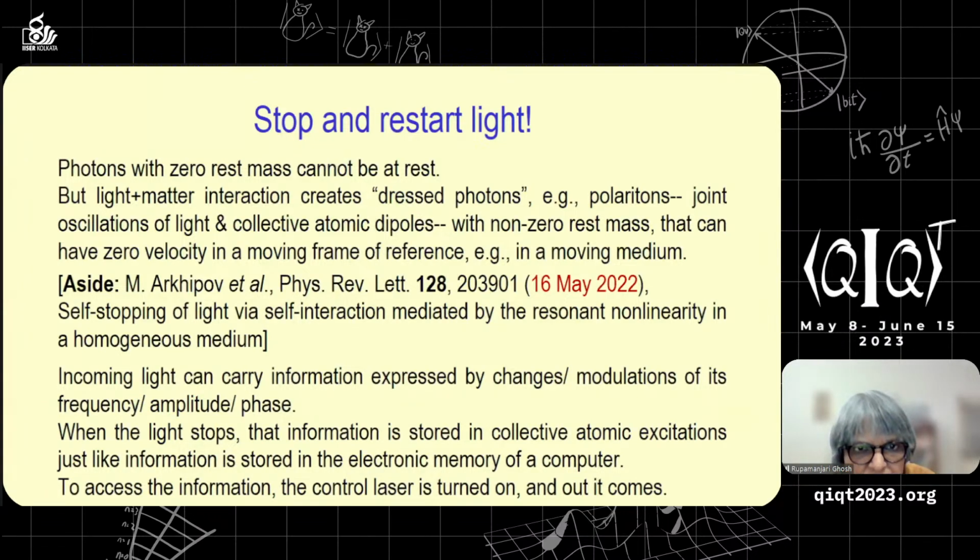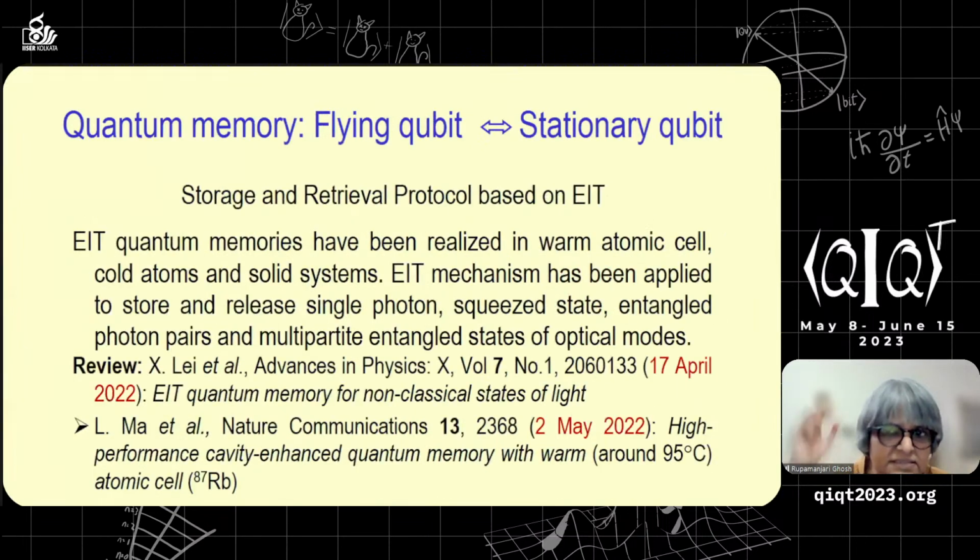So the idea is to restart, to access the information, the control laser needs to be turned on, and out comes the original light. This is the peculiarity of this: the information that is stored in the light, you don't know it exactly. So you're trying to retrieve information that you do not know, because the moment you know, it no longer stays as quantum information, right? It becomes classical information, one or the other. So that really is the crazy thing in here. Quantum memory would essentially mean a flying qubit becoming a stationary qubit, maybe in an atomic system, so a different form, and then vice versa.